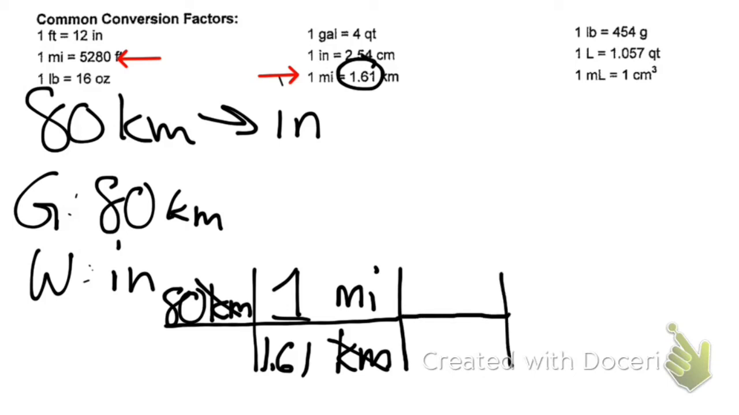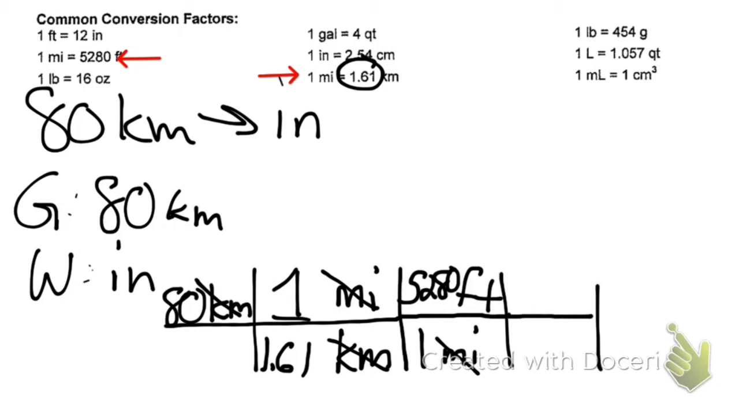So I've got 1 mile, and we put our miles on the bottom because we want them to cancel. And then that got us to feet right there, and our number is 5,280 feet. So that gives us feet. We're not quite there yet, so we need a conversion factor that involves feet.